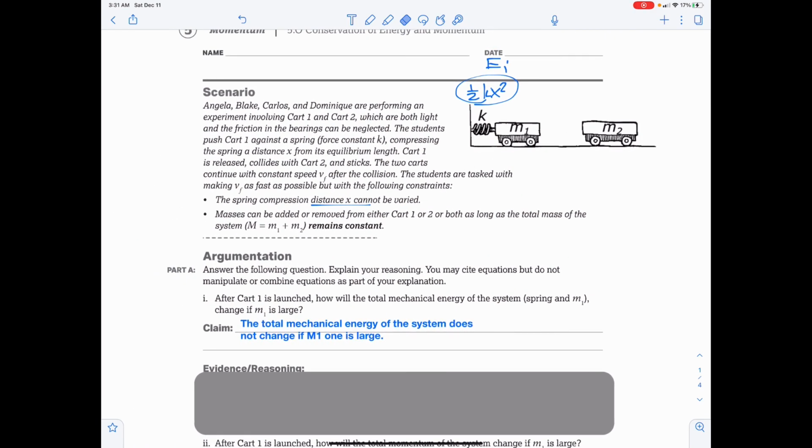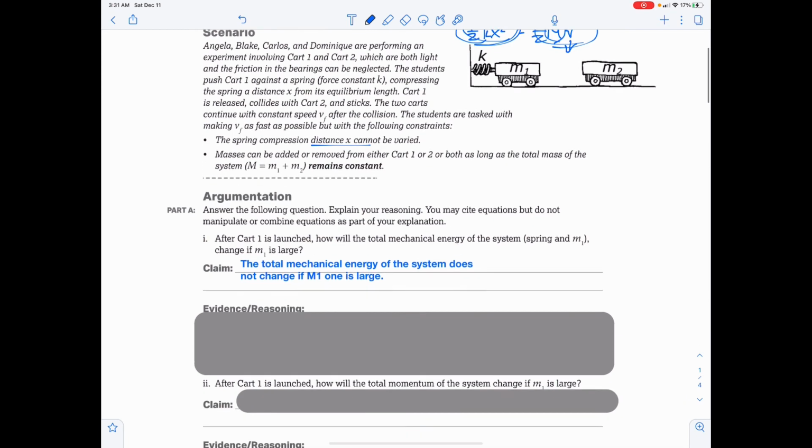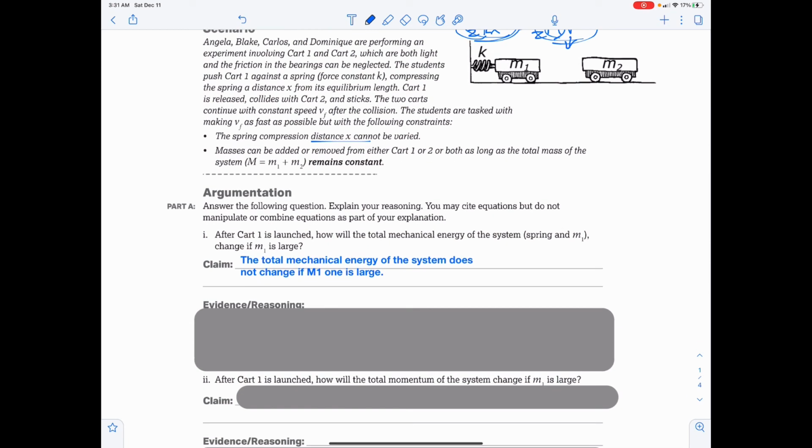Remember, the total mechanical energy is based on the spring energy converting to kinetic energy. You have the same spring energy, even with a larger mass, you're still going to have the same total energy. So with a larger mass, yes, you'll have a slower speed, but you'll have the same mechanical energy. Remember, mechanical energy is conserved. So the total energy does not change.